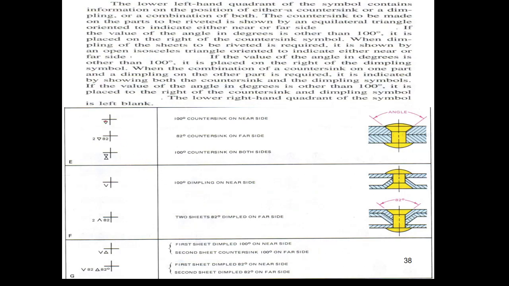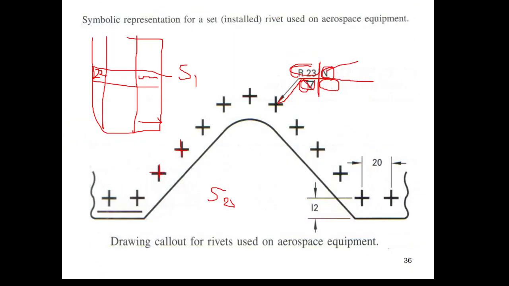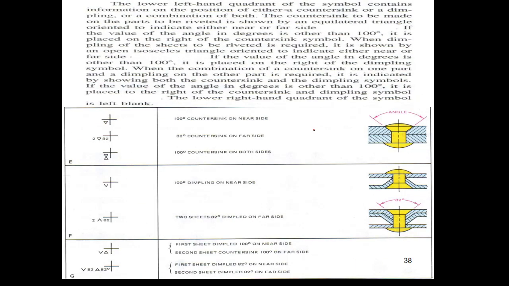If there is a triangle at the third quadrant, 1, 2, 3. Yes, here is the triangle. What does it mean?